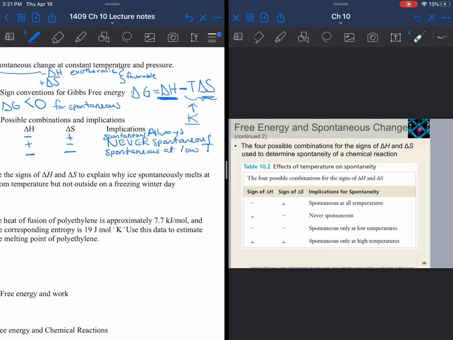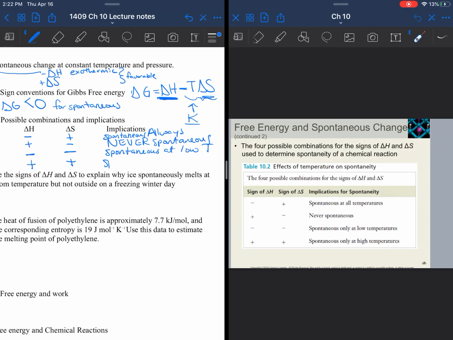So let's think of an exothermic reaction that's spontaneous only at low temperatures. Water freezing to ice, right? That is something that is exothermic. It is decreasing in entropy of the system, and it is spontaneous, but only if you are at or below the freezing point.